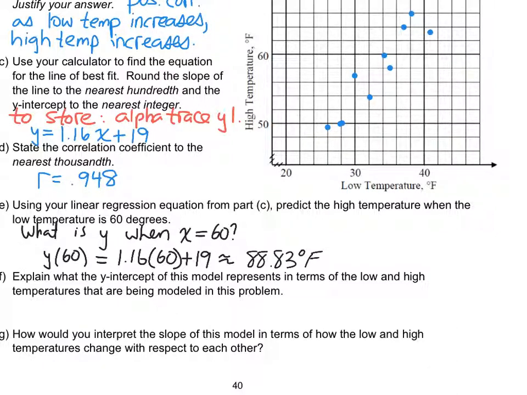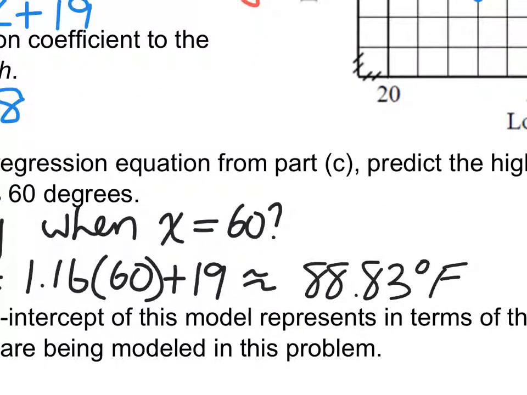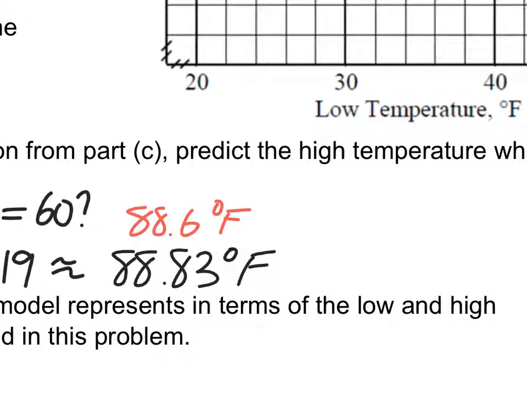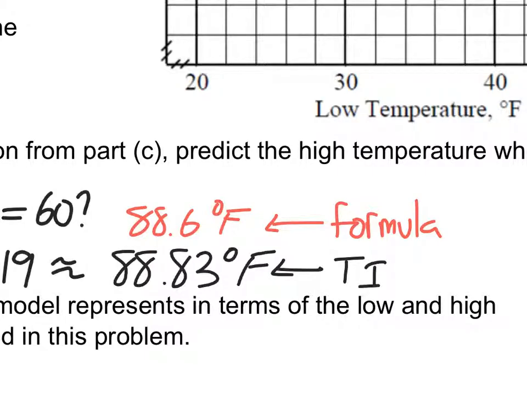All right? The only thing that you might run into is a little bit of error when it comes to rounding. Like if you actually just plugged it into the formula, you get 88.6. This is actually a more exact value. Will we get it wrong? No, either way is fine. Okay. So 88.6 degrees Fahrenheit. That's if you use the formula. And this is if you use the graphing calculator TI. Looks weird.